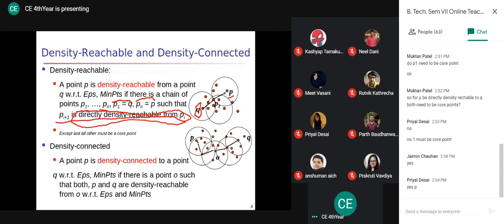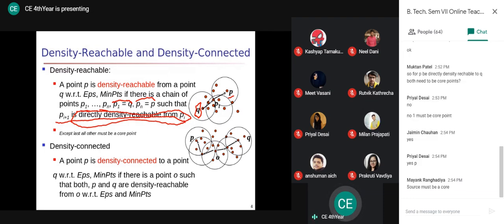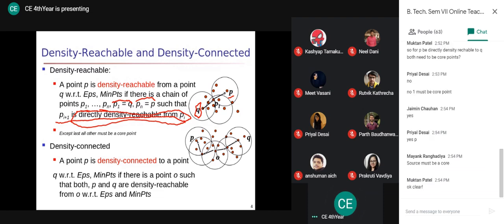The source should be a core point, and the destination for which we are checking may or may not be a core point. So it is a relaxed criterion for the destination. Whenever I say Q is directly density reachable from P, in that scenario P must be a core point. Right, Mayank, correct. So there is no comment on Q. It may or may not be a core point. We are not checking whether Q is a core point or not. Fine, so that was directly density reachable.